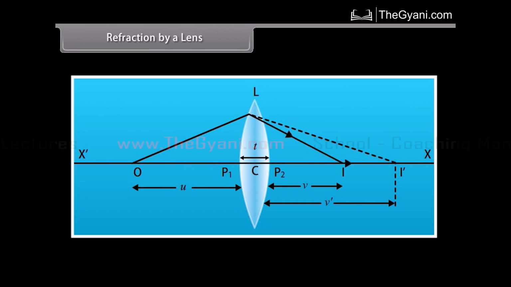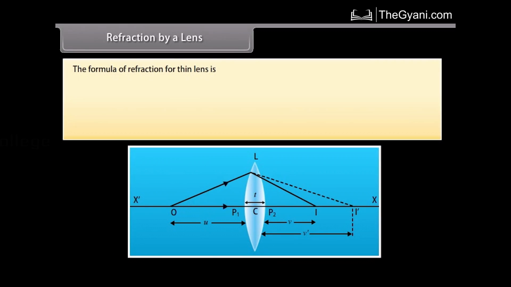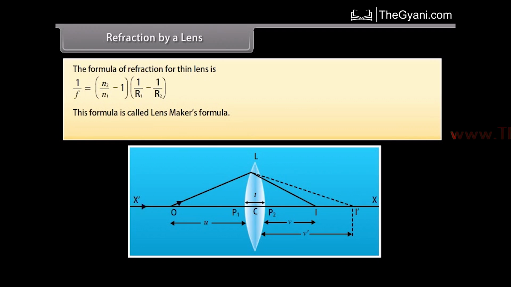The first refracting surface forms the image of O at I' at a distance V' from P1. The image I' acts as a virtual object for second surface, and after refraction at second surface, the final image is formed at I. The formula of refraction for thin lens is. This formula is called lens maker's formula. This formula also holds for concave lens.